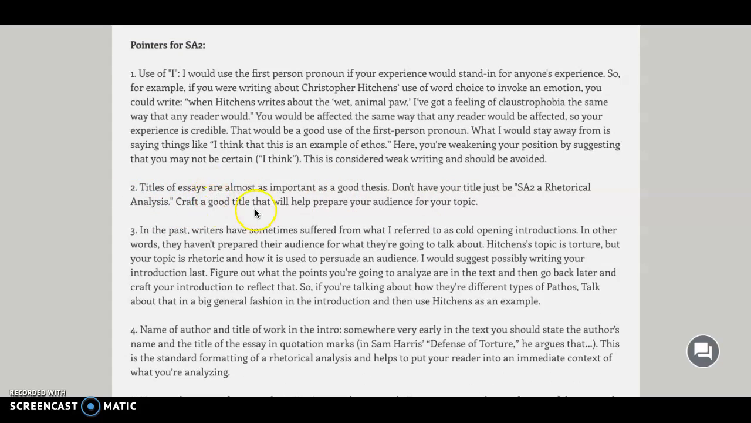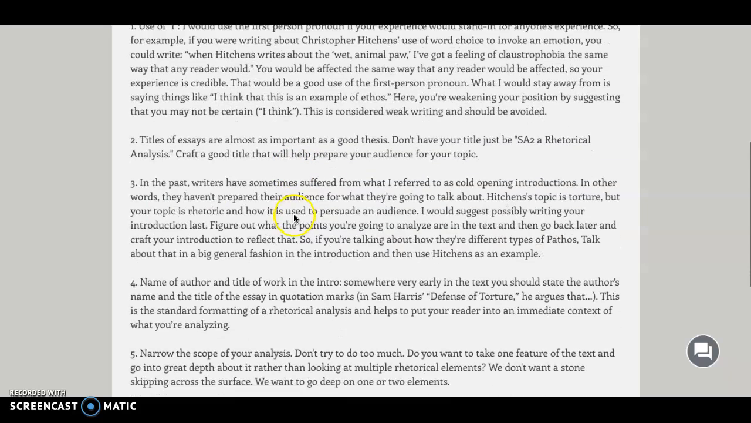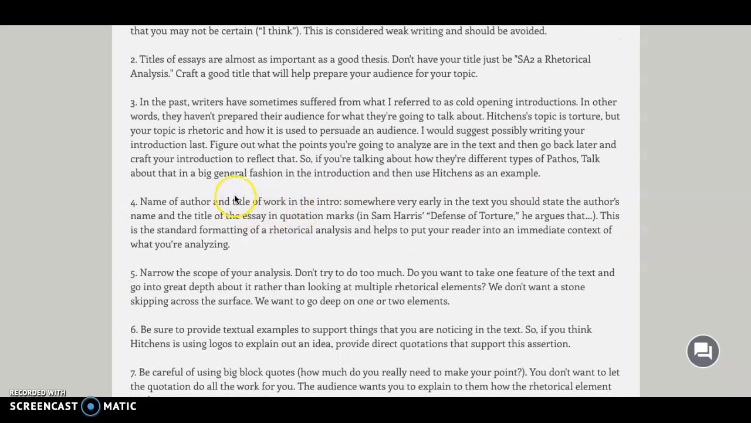Think about a title for your essay as well. You don't want it to be just SA2, a rhetorical analysis. If you're going to talk about ethos, talk about that. If you're going to talk about tone or audience, it could be Christopher Hitchens' use of audience in Believe Me, It's Torture. Even that is not the most sophisticated or wowy title, but it does tell the audience what you're going to do. You're going to look at audience. So craft a good title that'll help prepare your audience for your topic.